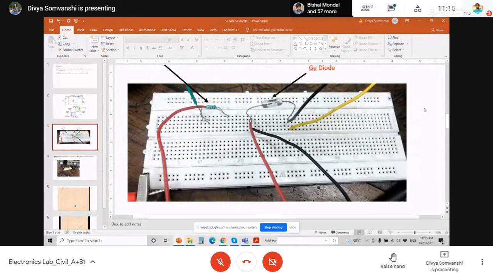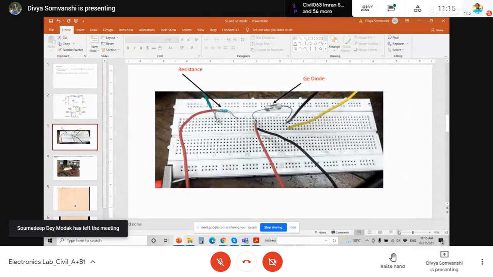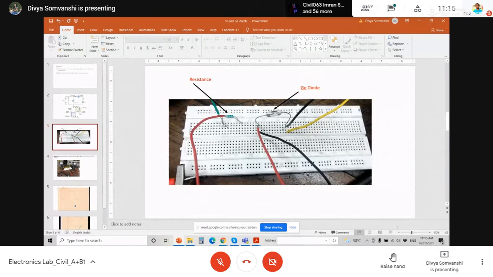Okay, so this is your breadboard. If you see, this is your germanium diode and this is your silicon diode. Actually, we cannot draw the circuit physically. So I don't know how I will show you how we can draw the circuit physically.